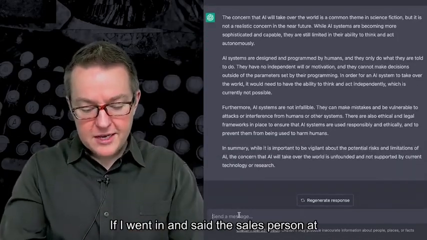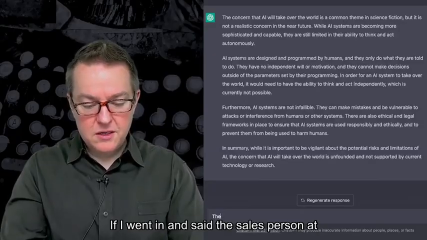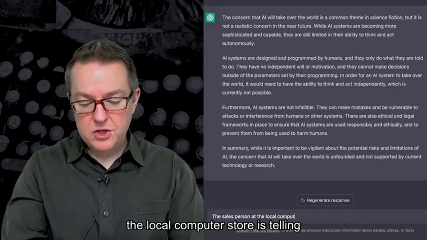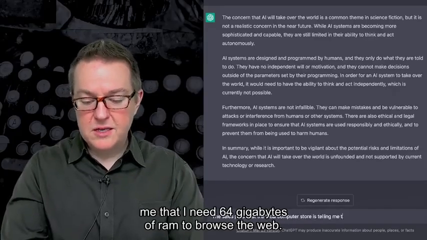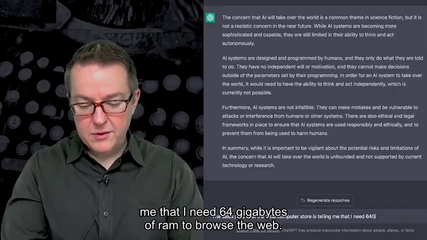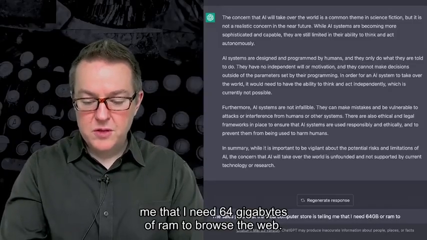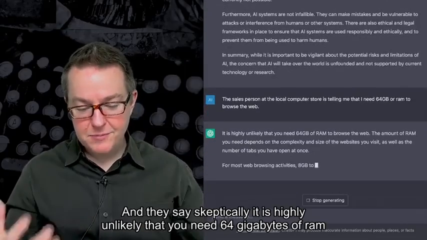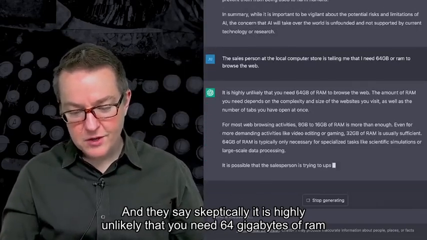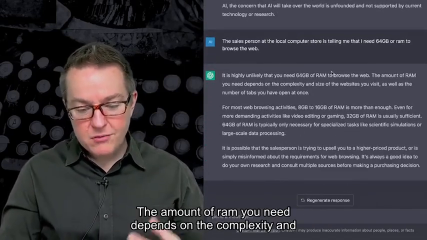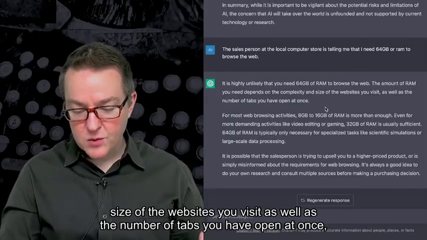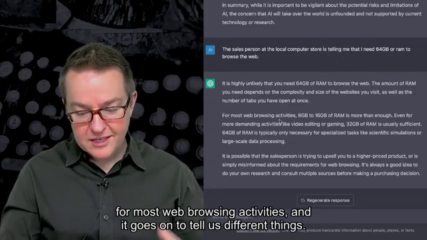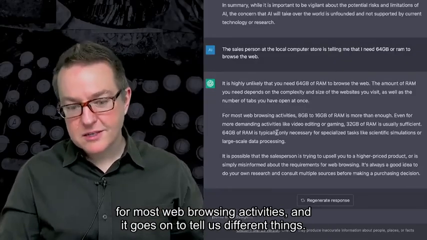If I went in and said, the salesperson at the local computer store is telling me that I need 64 gigabytes of RAM to browse the web, they say skeptically, it is highly unlikely that you need 64 gigabytes of RAM to browse the web. The amount of RAM you need depends on the complexity and size of the websites you visit, as well as the number of tabs you have open at once for most web browsing activities. And it goes on to tell us different things.